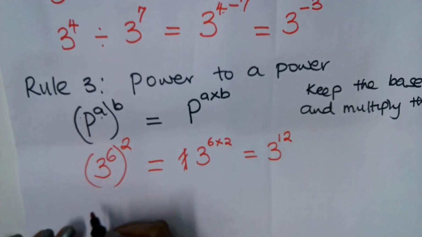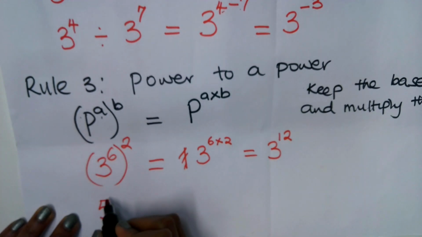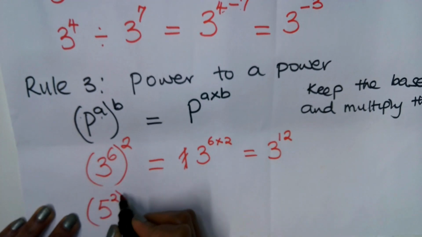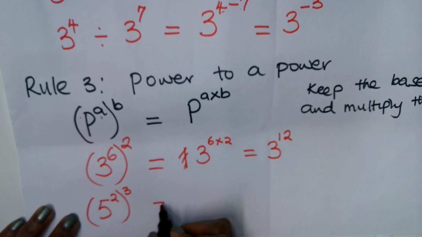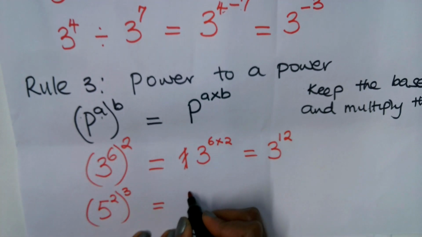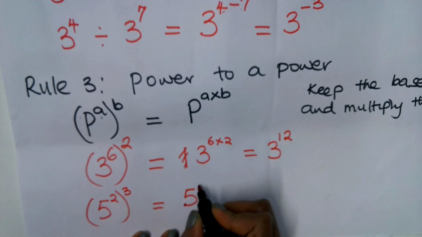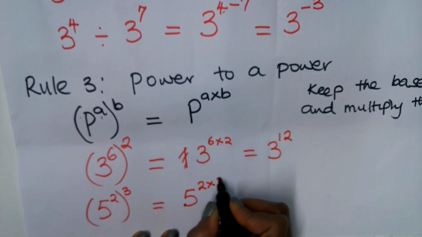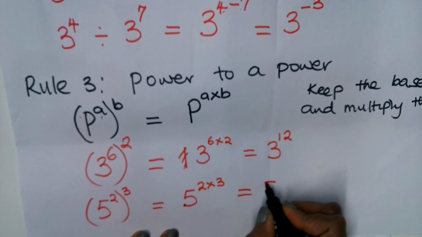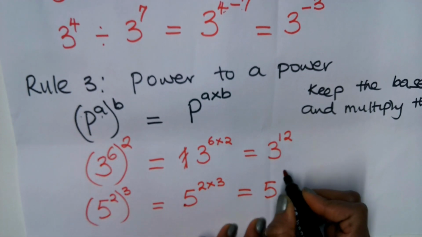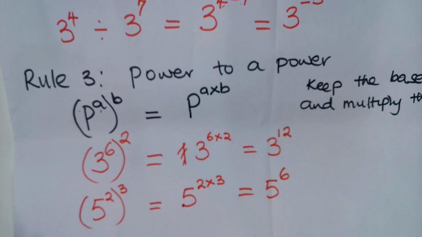Let's do one more. 5 raised to the power of 2, all raised to the power of 3. That will give me 5, keeping the base and then multiplying their powers, raised to the power of 2 times 3. That will give me 5 all raised to the power of 6.